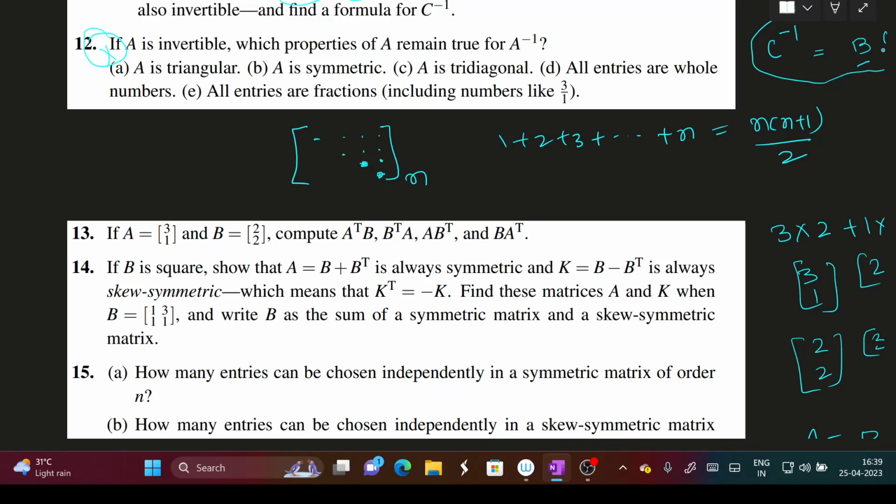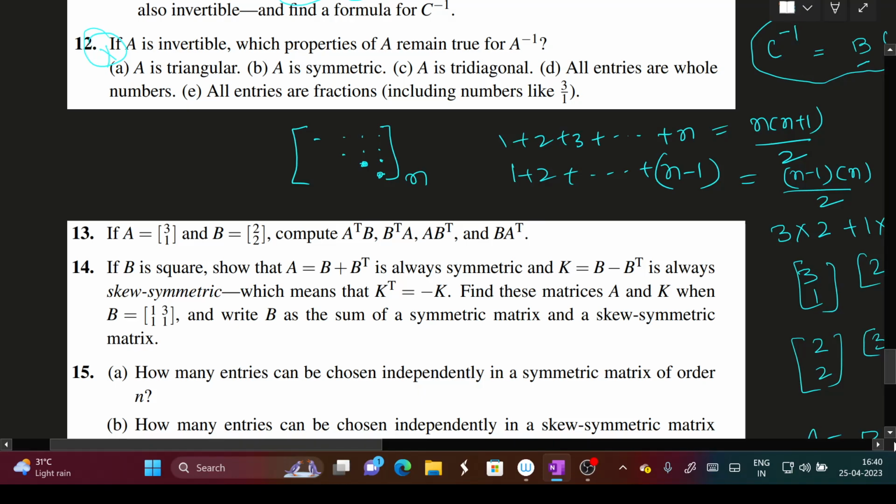For a skew symmetric matrix, how many can be chosen independently? Here the diagonal elements, n elements, are not chosen. All of them are 0. So that means 1 plus 2 up to n minus 1 number of elements I can choose independently. That is equal to n minus 1 into n by 2. This number of elements I can select freely.